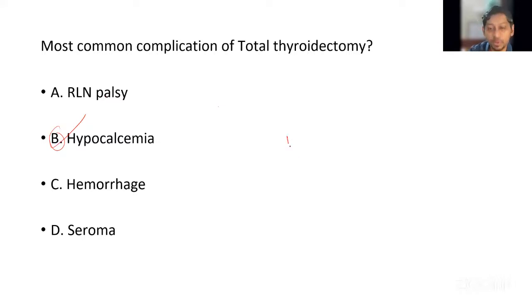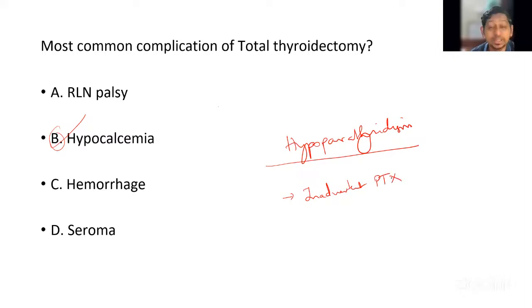Now, why do we get hypocalcemia? Hypocalcemia basically occurs because of hypoparathyroidism. So what is the reason why we get hypoparathyroidism in a patient who's undergone a total thyroidectomy? One is you can have an inadvertent parathyroidectomy. While you are doing the thyroid surgery, the parathyroid is located very close to the capsule of the thyroid gland. So while you are trying to excise the thyroid gland, you may accidentally excise the parathyroid gland also along with the thyroid. So an inadvertent parathyroidectomy can cause hypoparathyroidism.